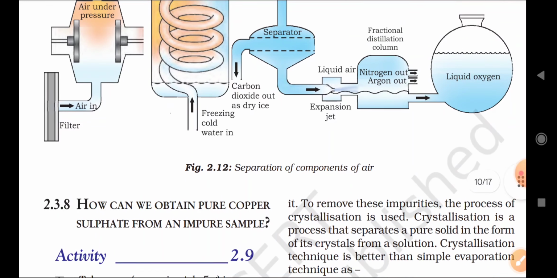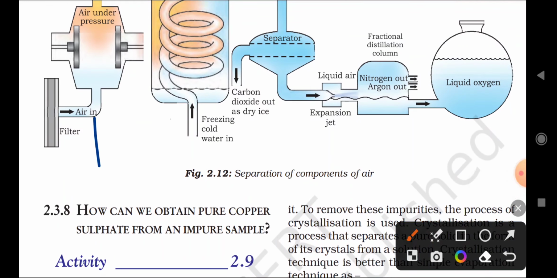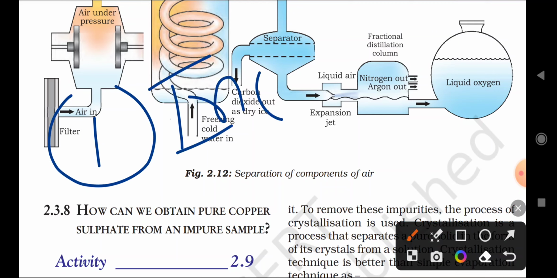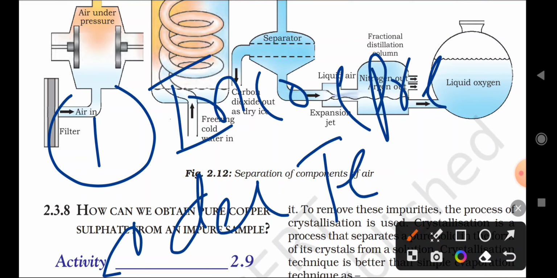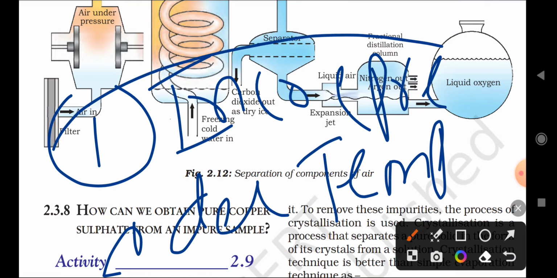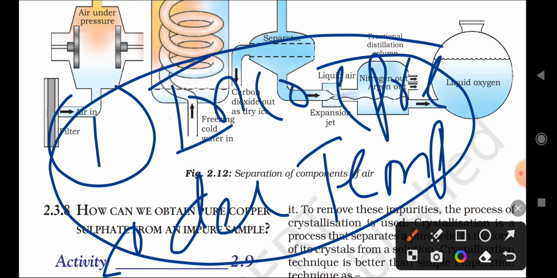So we can complete this by two factors. One is an increase in pressure. Remember that, increase in the pressure. Second, you have to decrease the temperature. By doing these two things we can separate the components of the mixture of air. Okay, this is the method.